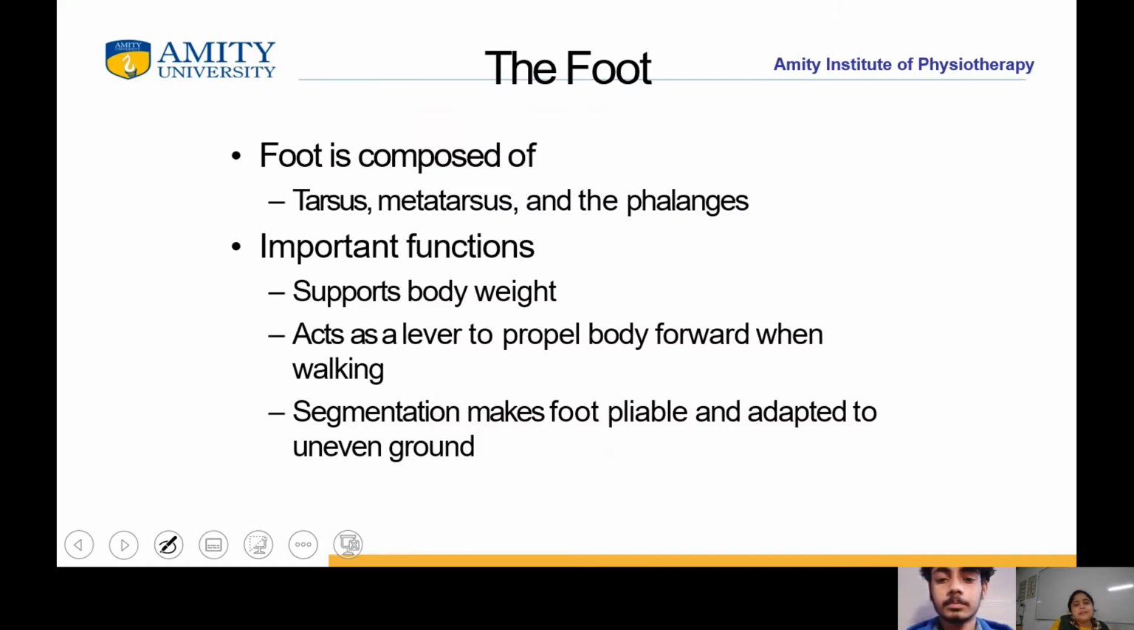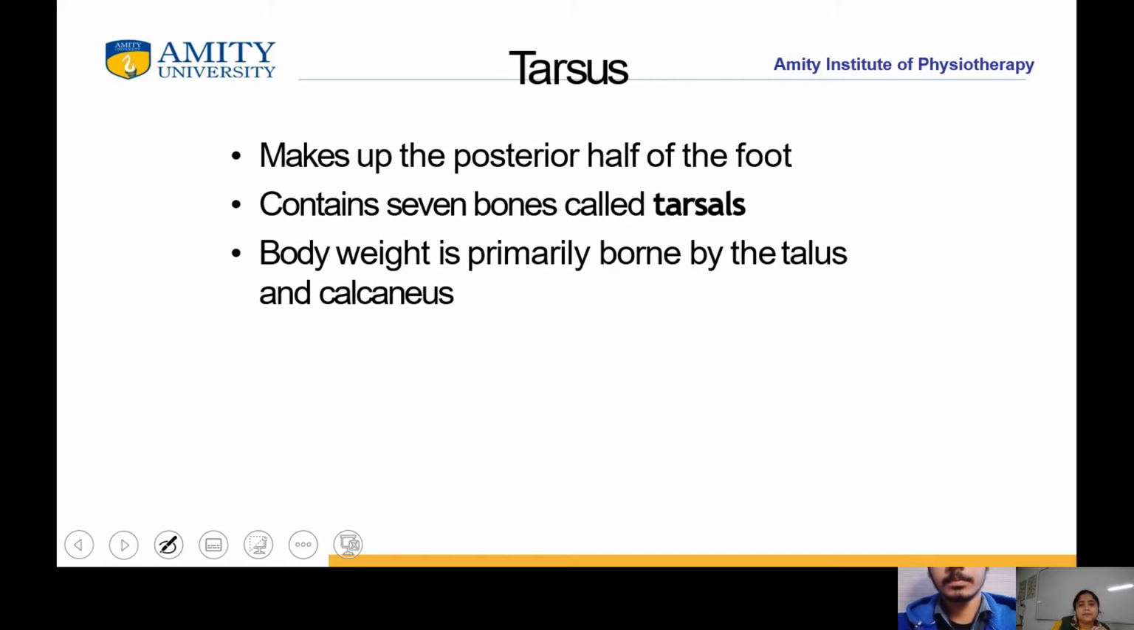Now foot. Foot is composed of tarsus, metatarsus and the phalanges. The important function is to support the body weight. It acts as a lever to propel the body forward while walking. And the segmentation of the foot, having so many joints formed by the tarsals, metatarsals and interphalangeal joints, makes the foot more pliable and adapted to uneven ground surfaces.